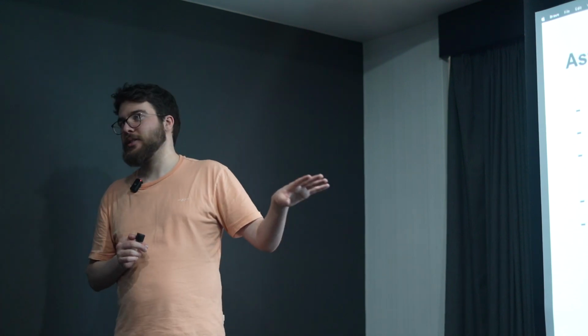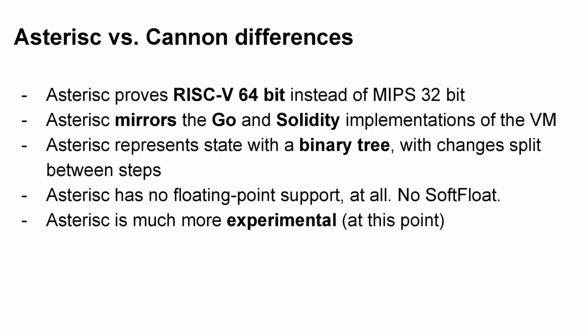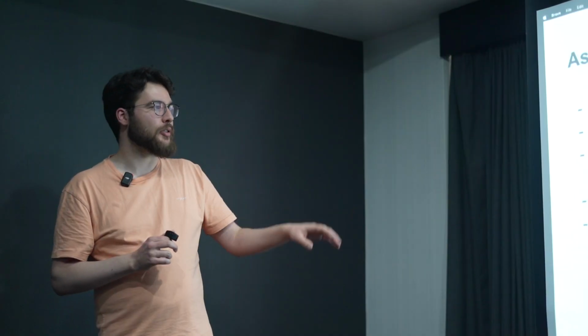And Asterisk, compared to Canon, is much more experimental still, where the on-chain version is not complete. Just a week ago, I got standard RISC-V tests passing, but we're not there yet. We have lots more testing to do.